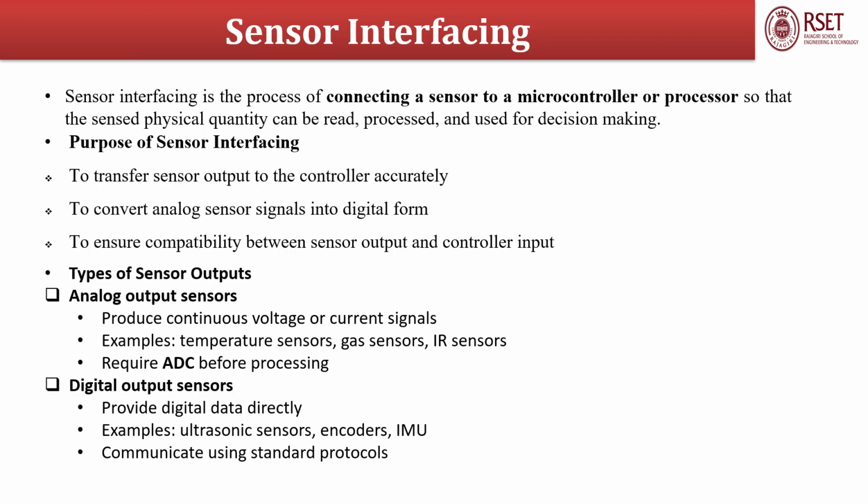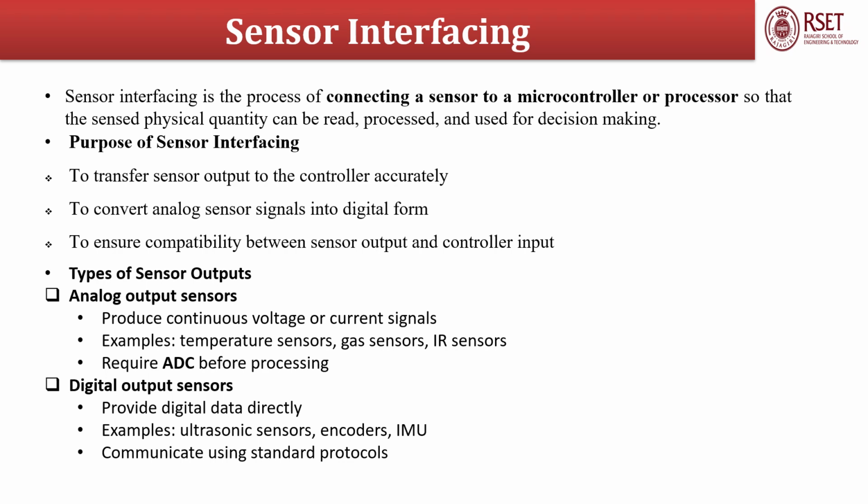Next is the sensor interfacing. Sensor interfacing is the process of connecting a sensor to a microcontroller or a processor so that the sensed physical quantity can be read and processed. The main purpose of sensor interfacing is to transfer the sensor output accurately, to convert the analog signals into digital form, and finally to ensure compatibility between the sensor and the controller.